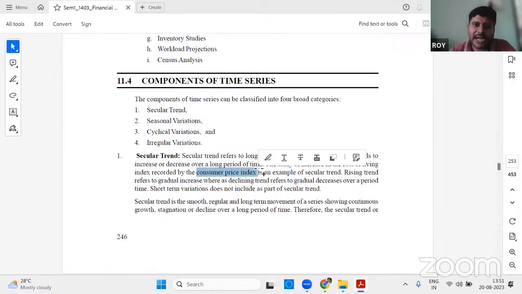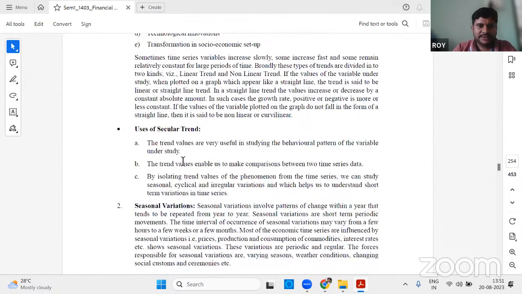Rising trend refers to the gradual increase over a period of time. Short-term variation is not included as part of secular trend. See, this is a gradual increase. In the days to come, it will go on like this. So that is secular trend. Now coming to the uses of secular trend: the value is very useful in studying the behavioral pattern of the variable. Next, it enables us to make comparison between two time series data, because continuously it will change.